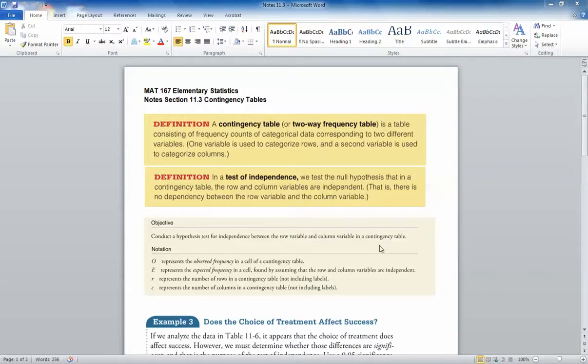In this video, we'll take a look at section 11.3, Contingency Tables. A definition: a contingency table is a table consisting of frequency counts of categorical data corresponding to two different variables, one variable to categorize rows and a second to categorize columns. In a test of independence, we test the null hypothesis that in a contingency table, the row and column variables are independent. That is, there's no dependency between row and column variable.